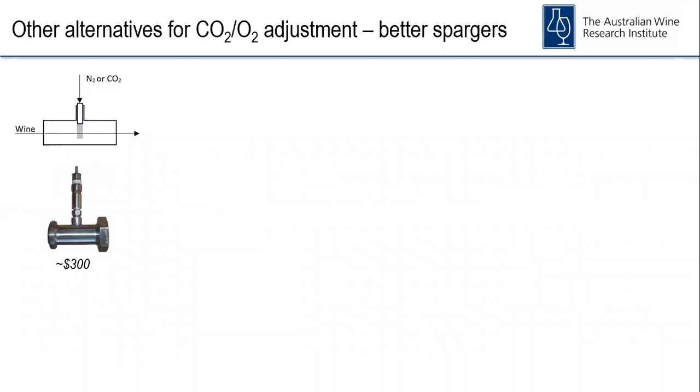So coming back to where I started on sparging, I just wanted to give a few cheaper options that people could also consider if they don't have the budget at this stage to go for a membrane contactor system. A lot of sparging at wineries is quite basic. There's a fairly small sinter surface area, a sinter in a pipe, just relying on the turbulence of the wine to mix it in.